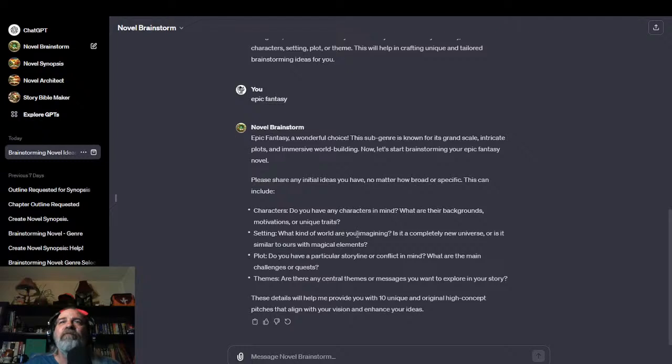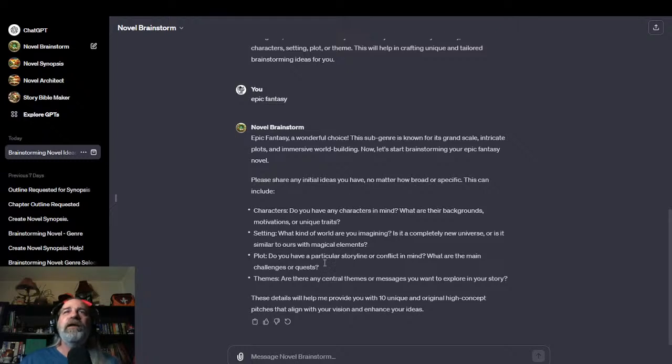Setting. What kind of world are you imagining? Is it a completely new universe, or is it similar to ours with magical elements? Plot. Do you have a particular storyline or conflict in mind? What are the main challenges or quests? Themes. Are there any central themes or messages you want to explore in your story? These details will help me provide you with 10 unique and original high-concept pitches that align with your vision and enhance your ideas. And so that's what's going to happen next.